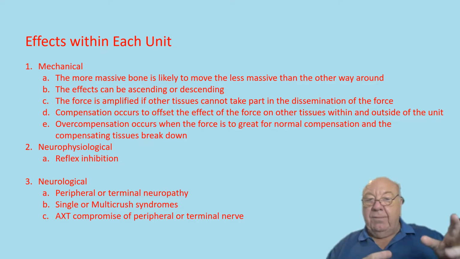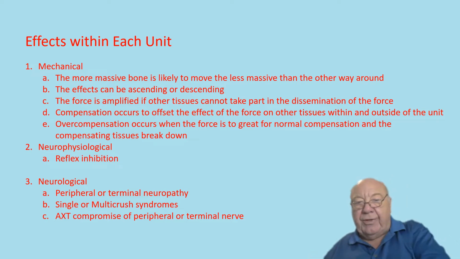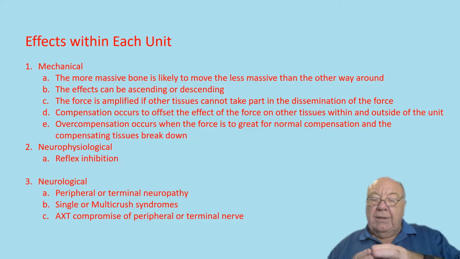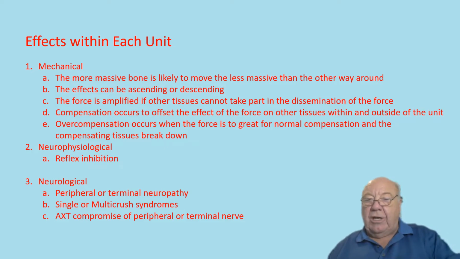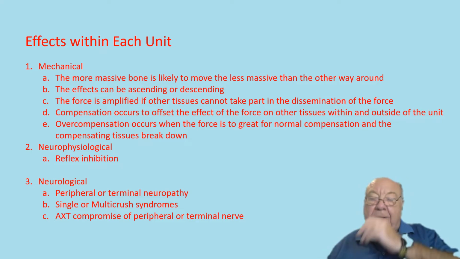Now, neurological is the same thing, but for it to be an effect within the unit, it has to be a peripheral nerve or a terminal neuropathy, either causing axoplasmic flow loss alone, or electrical conduction loss with axoplasmic flow loss. So these would be within the unit. And these can be single or multiple crush syndromes, but the distal crush must be within the unit that's causing the problem.